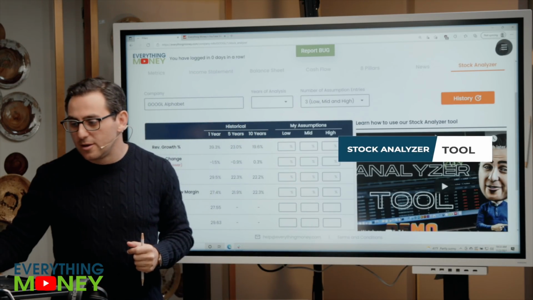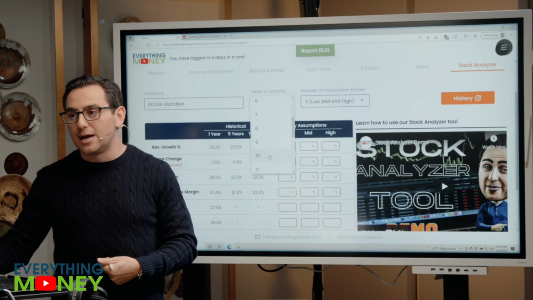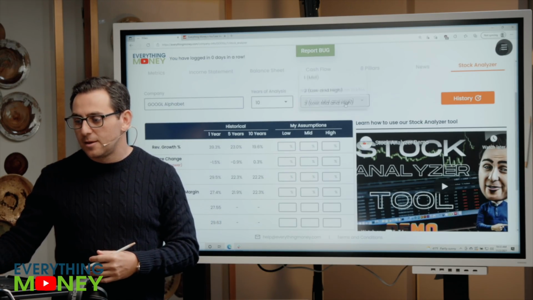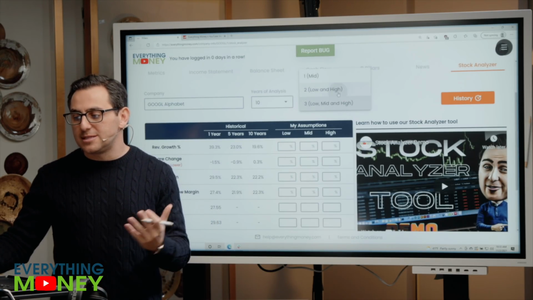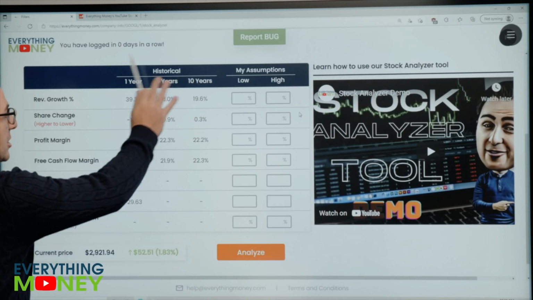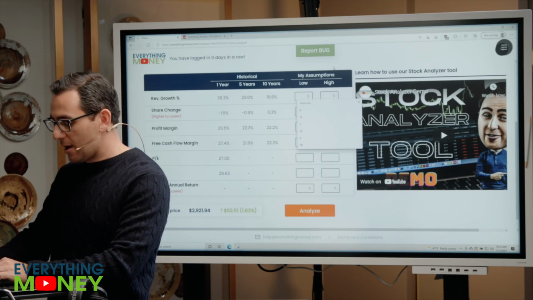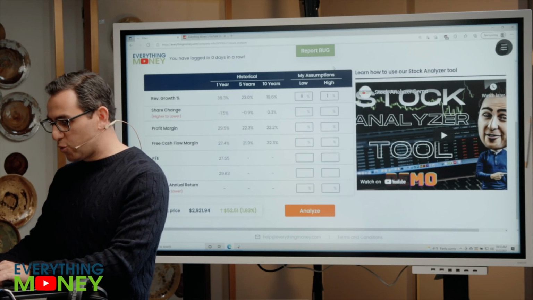So we first start. Let's do a number of years of analysis. On big companies that I think are going to be around for a long time, yes, I do 10 years. 1, 2, or 3 assumptions, I'm going to pick 2. It'll give us our historical numbers, and then we make assumptions. So first off, revenue growth. I'm going to go with 8 and then 12% revenue growth.